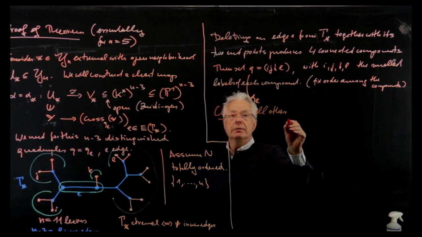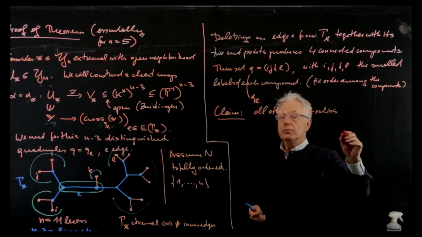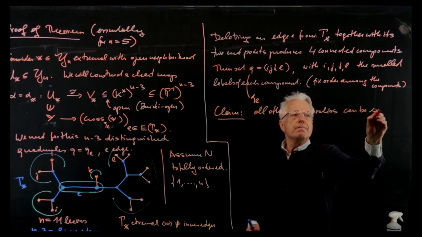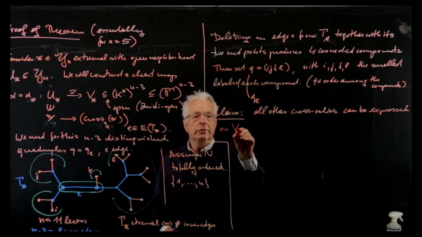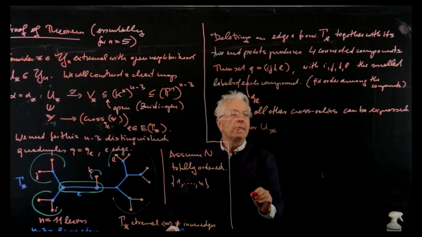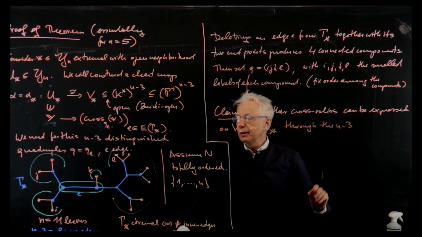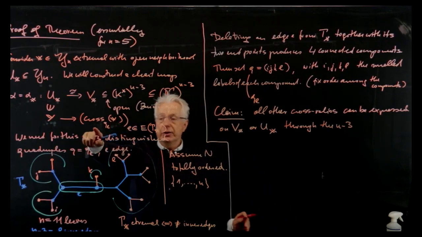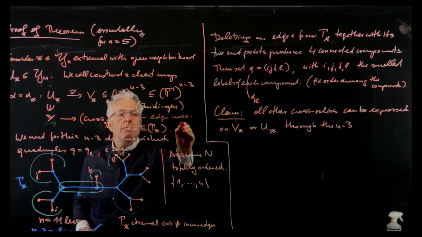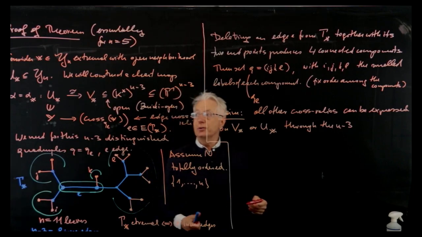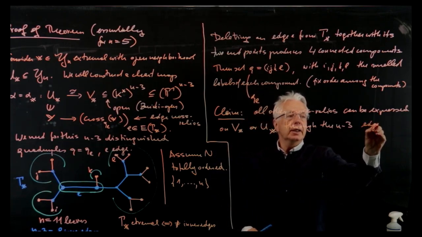All other cross ratios can be expressed. Now we have to do it on this Vx, or Ux, depending on how you read it, through the n minus 3. Now we call these cross ratios here, as they are coming from choosing an edge, the edge cross ratios. They are given by the edges of the extremal tree of our string x. All the others can be expressed through the n minus 3 edge cross ratios.